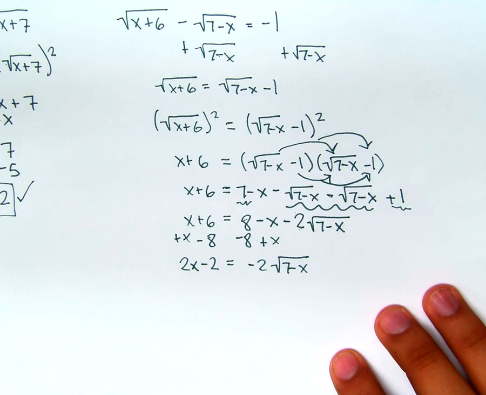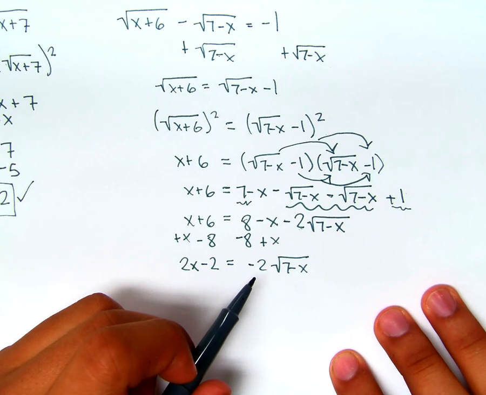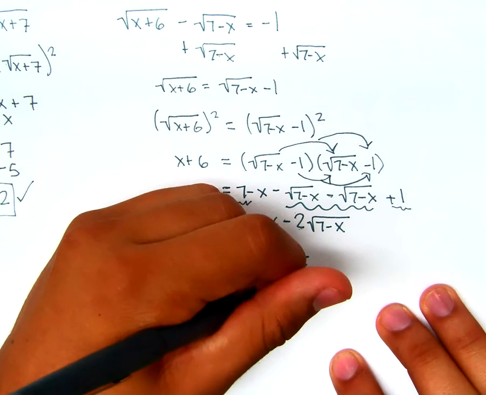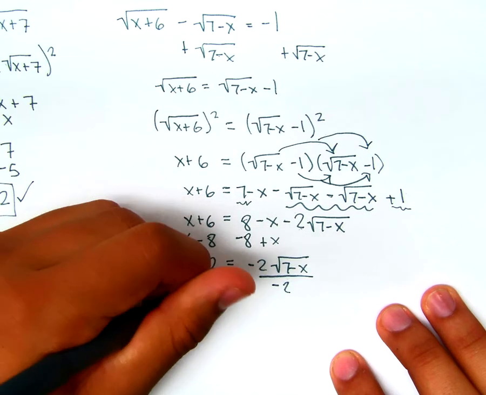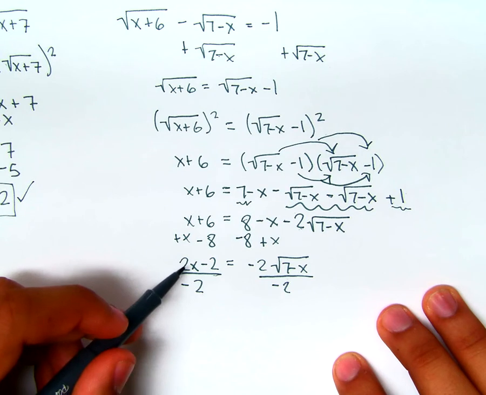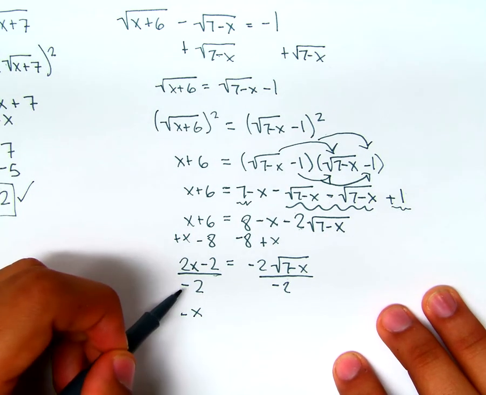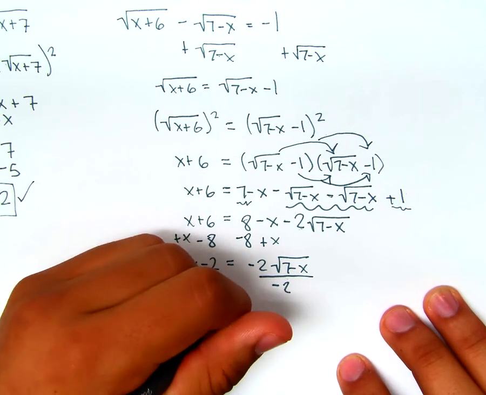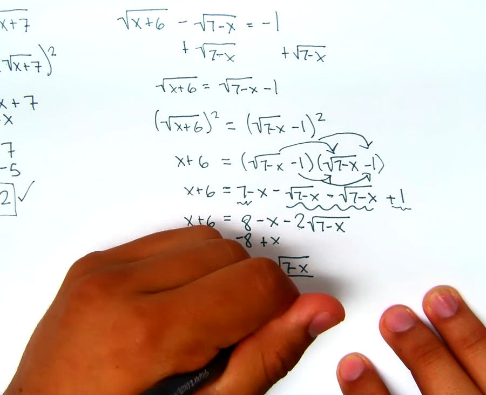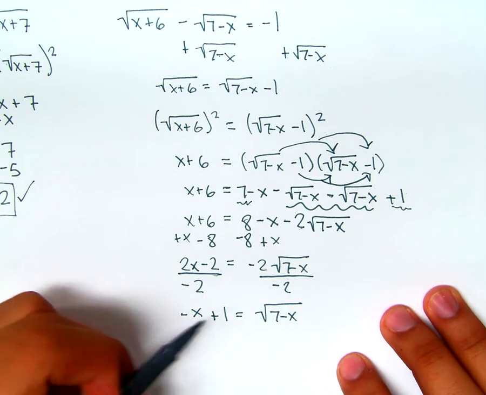Alright? And now we still have this negative 2 in front, so it's not isolated yet. So we want to divide by negative 2. What we do to one side, we have to do to the other. And so 2x divided by negative 2 is negative x, and negative 2 divided by negative 2 is 1. Plus 1 equals square root of 7 minus x. Okay? So we can just divide both terms by negative 2 here, and this is what we'll have.